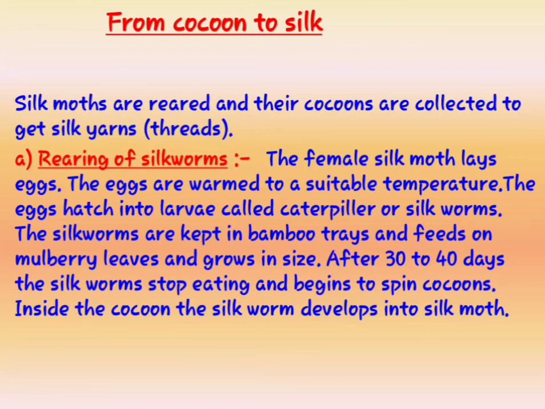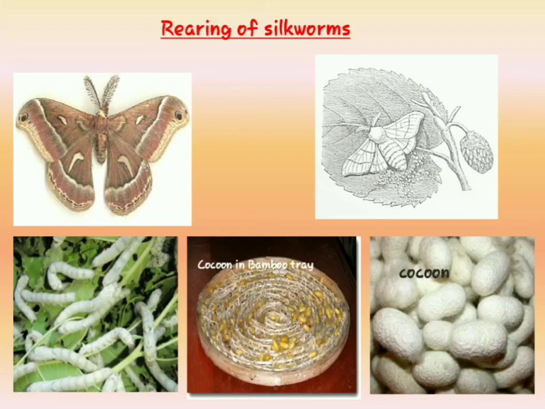After 30 to 40 days, the silkworms stop eating because they have eaten so much food. After 30 to 40 days, they stop eating and begin to spin cocoons. Inside the cocoon, the silkworm develops into pupa and then ultimately silk moth.